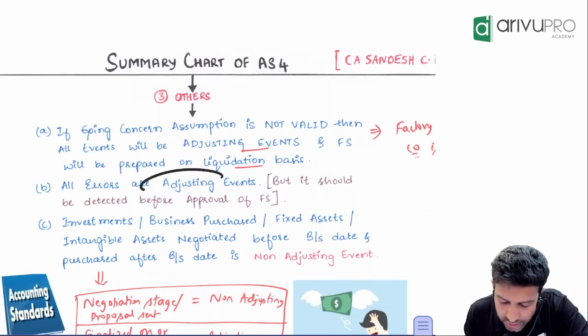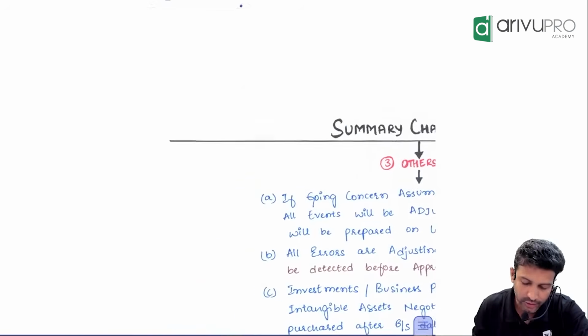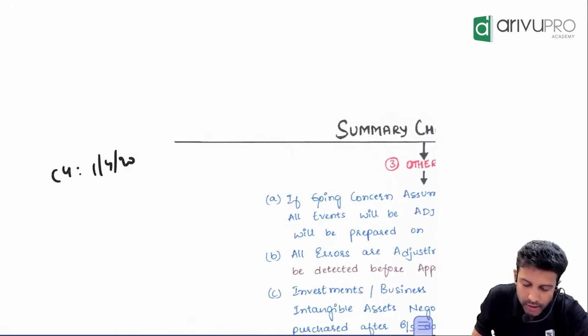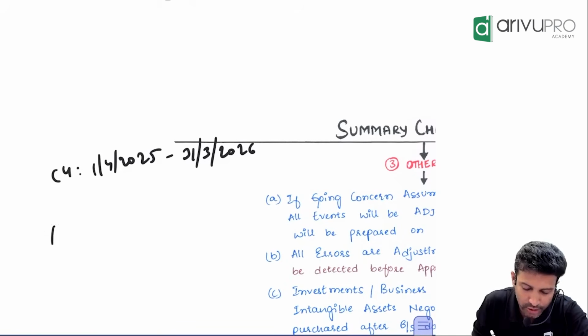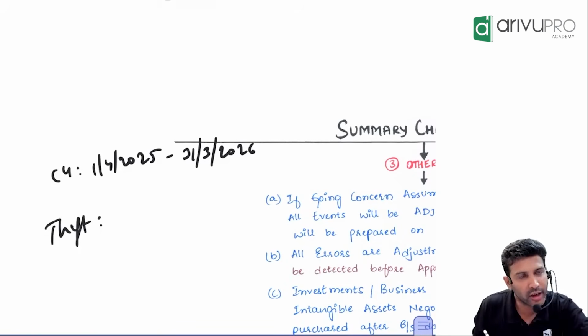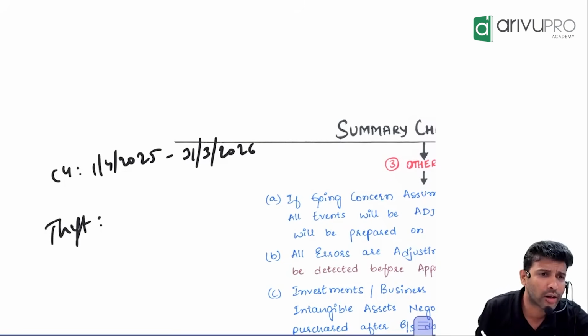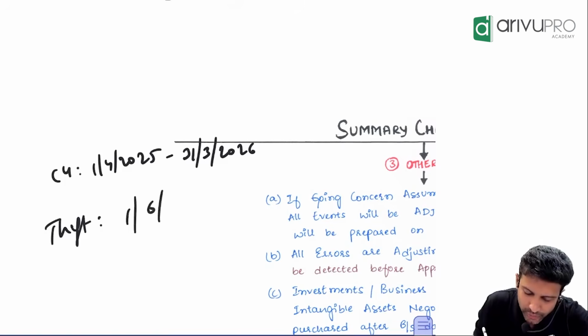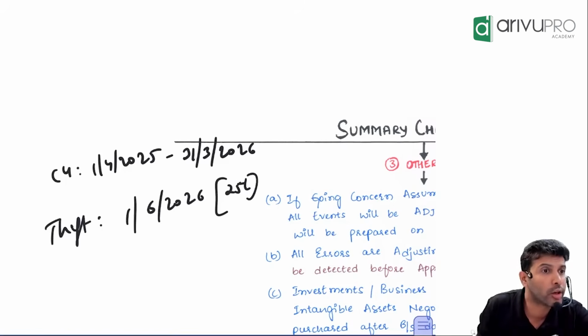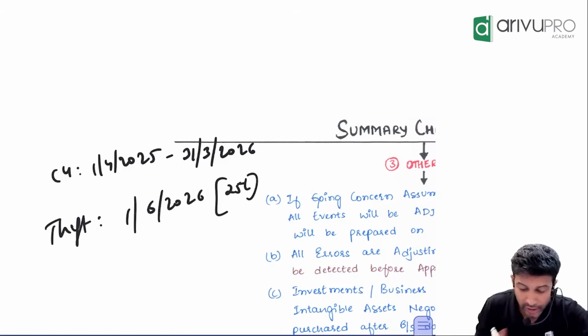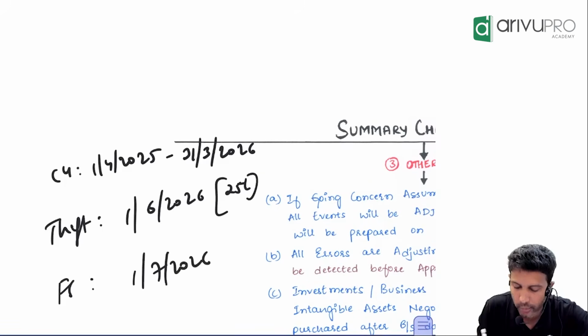Sir, all errors are adjusting events. Like here, let's say our current year is 1st April 2025 to 31st March 2026. We discovered that our cashier is such a nice fellow. He's been stealing from me non-stop for 1 year. I did not get to know. I got to know on 1st June 2025 that he has stolen a total amount of 25 lakhs. That I got to know on 1st June. And the financial statements were approved on 1st July 2026.